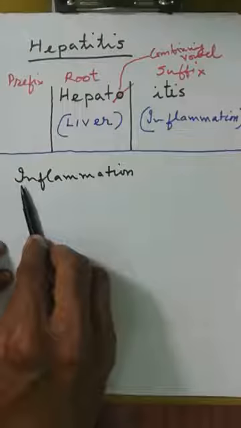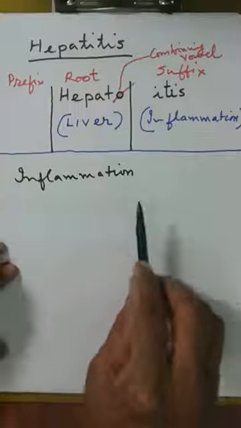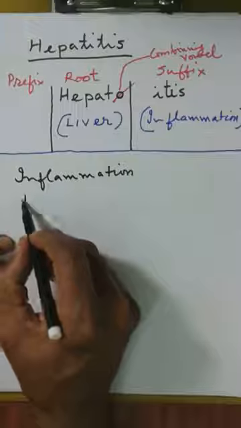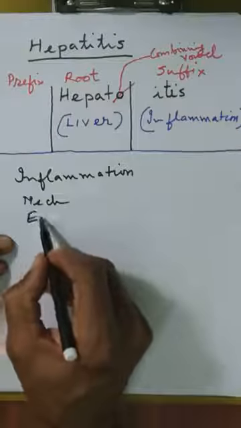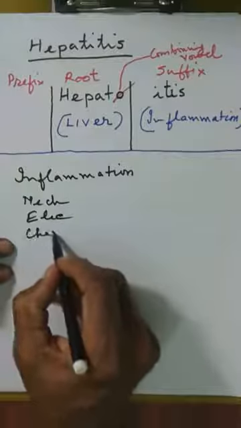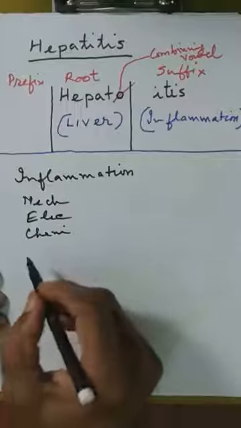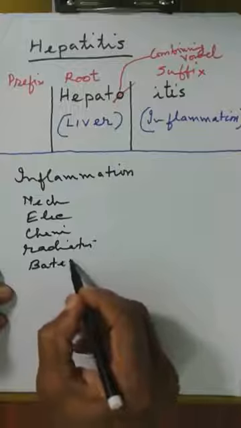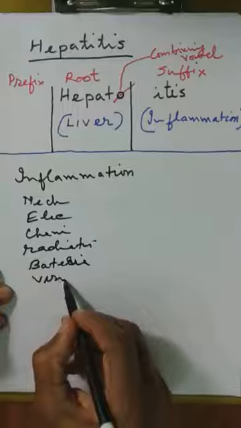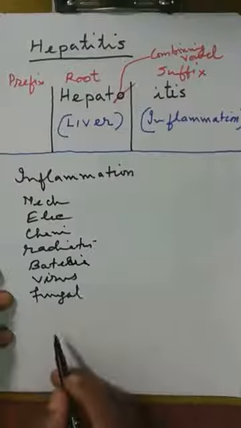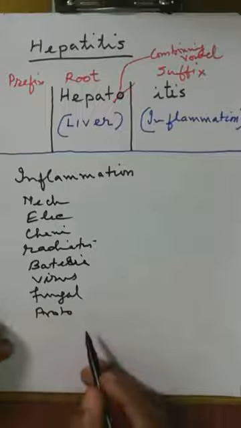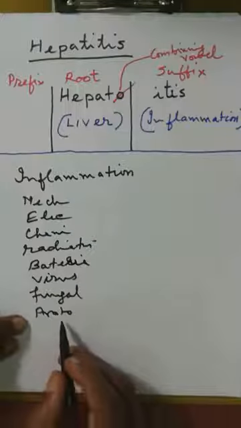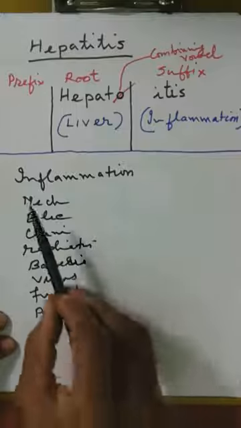You know, when any part of our body is injured or insulted by any means, it can be a mechanical injury or an electrical injury or a chemical or a radiation, or a bacterial infection, or a virus infection, or fungal, or protozoa, or our own immune system is attacking any of our body part, then also inflammation will happen.